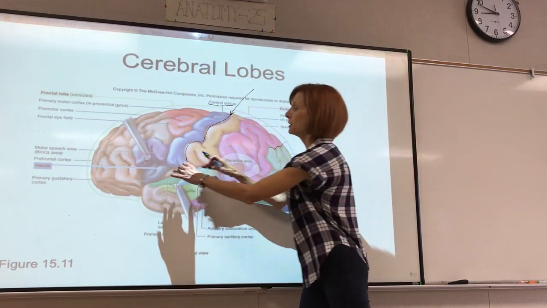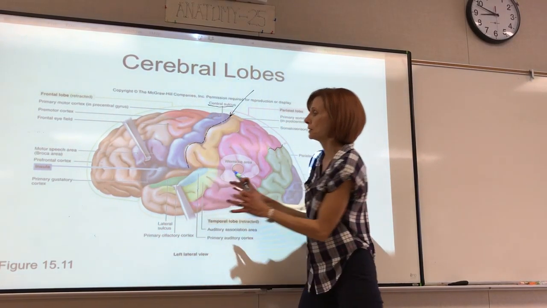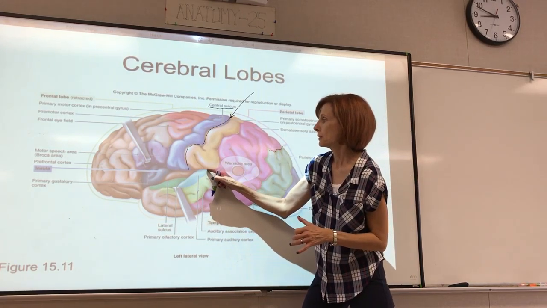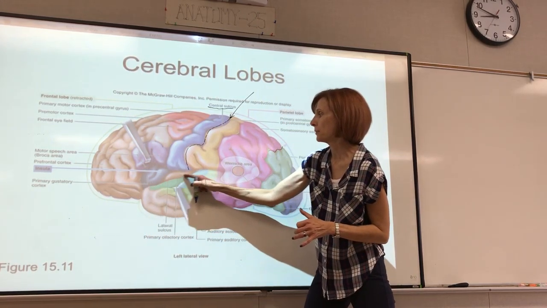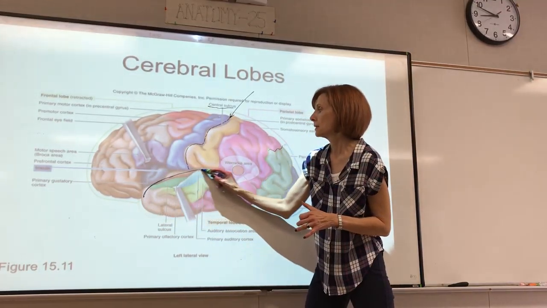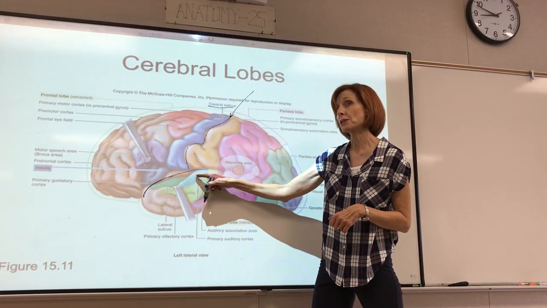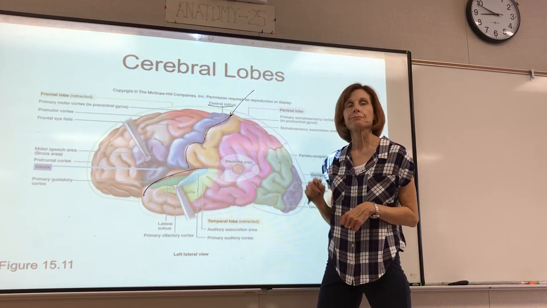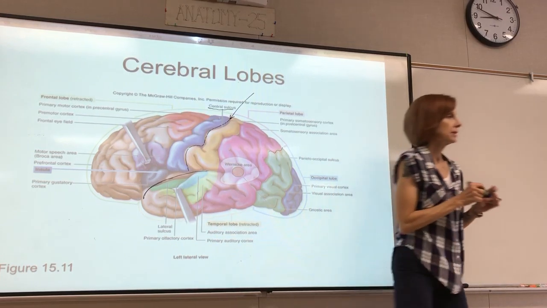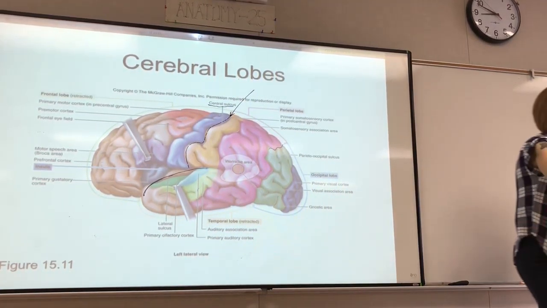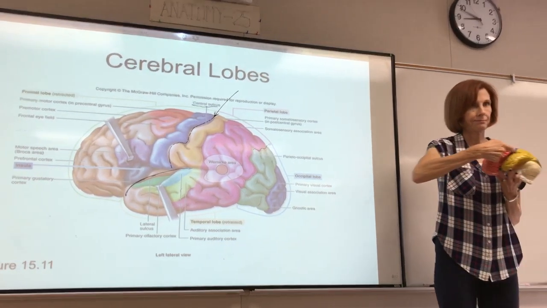Now they're pulling the temporal lobe back, so it looks a little funky here, but this sulcus comes all around the temporal lobe. It would be like this, okay? And that is called the lateral sulcus. Okay, lateral sulcus. Okay, so the lateral sulcus would really look more like this. Okay, that is it right there.